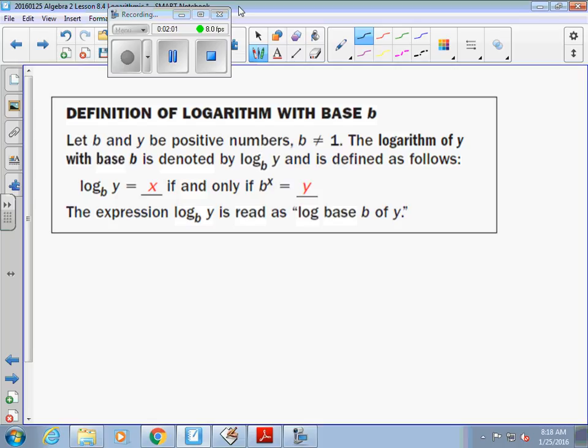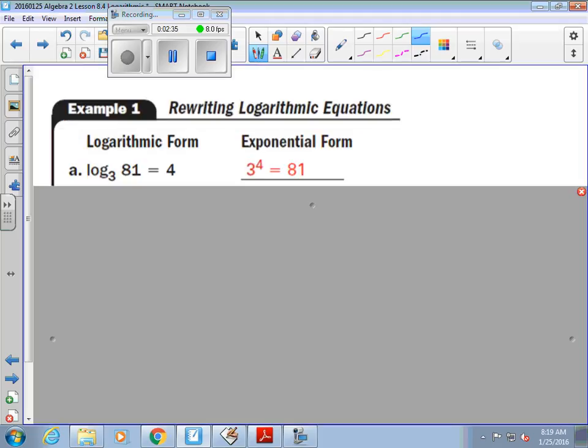Log base b of y. Notice how I'm reading this little phrase right here, everybody. You read this as log base b of y. If you don't read it that way, you're going to write it the wrong way, and if you write it the wrong way, you're going to solve it incorrectly. So make sure you read it that way starting right now, as you're reading it to yourself. As I'm reading it out loud, read it the way I'm reading it. Log base b of y is equal to x if and only if, when you raise b to the x power, it's equal to y. So the expression log base b of y is read again as log base b of y.